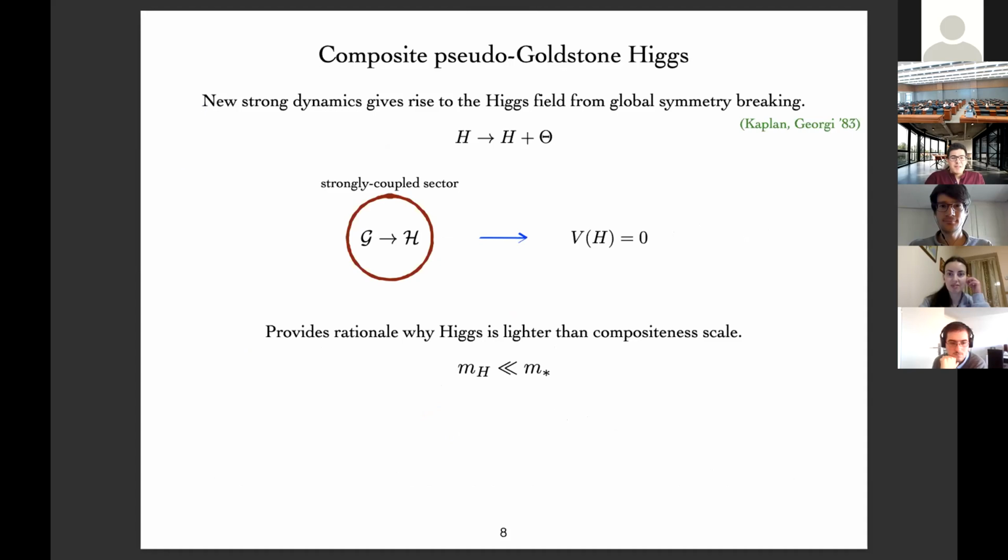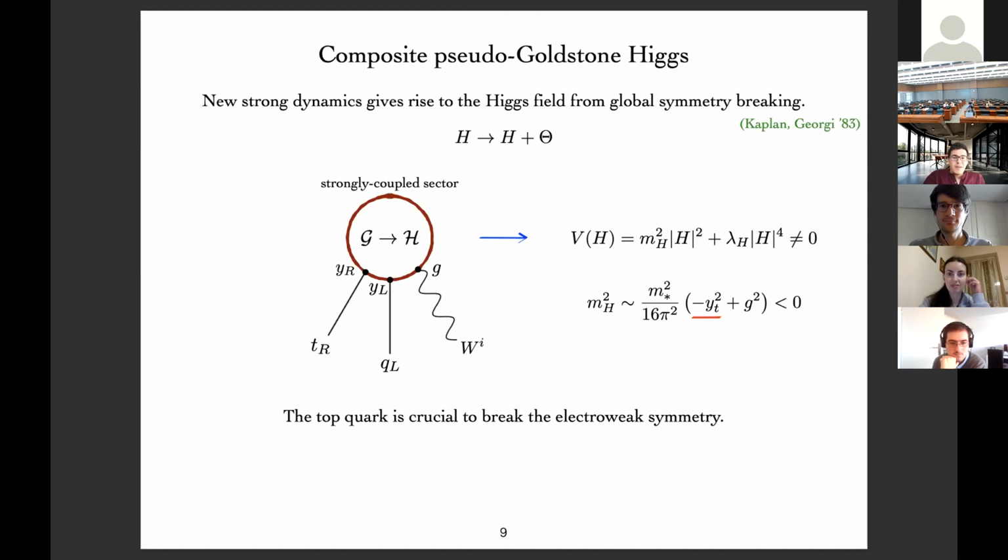Now, this is in fact explicitly verified in one of the most interesting BSM scenarios for the electroweak symmetry breaking, which is the idea that the Higgs is also composite. So very briefly, there is strong dynamics that gives rise to the Higgs field at the TeV scale in a similar fashion as QCD gives rise to the pions. So this means that the Higgs arises in fact as a Goldstone boson whose potential in first approximation vanishes. So this provides a rationale why the Higgs is lighter than the composite scale.